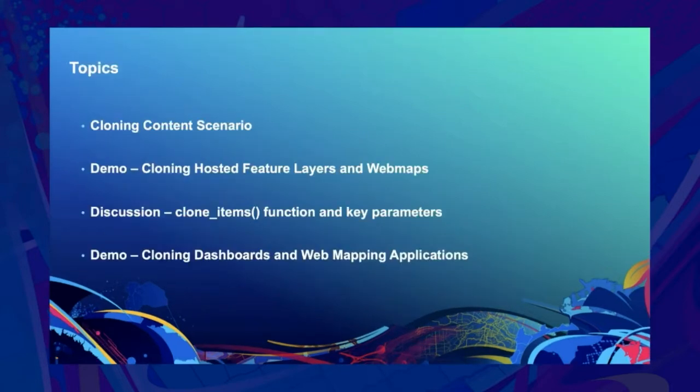In the first part of this demonstration, we'll describe to you a scenario that we're often asked about for cloning content, then jump right into a demonstration, cloning hosted feature layers and web maps to see the clone items function in operation. Then we're going to take a deeper dive into the function and zone in on a couple different parameters that allow control of the output. And then the first part of the presentation will end with a cloning demonstration for dashboards and a web mapping application, both of which consume a web map.